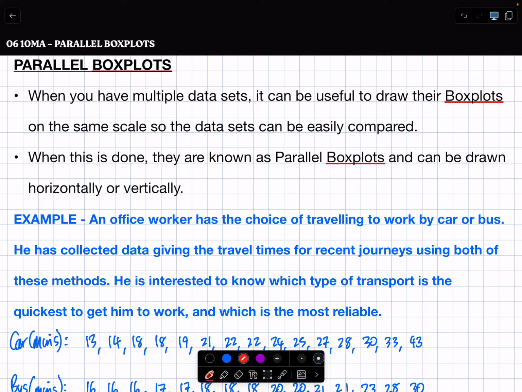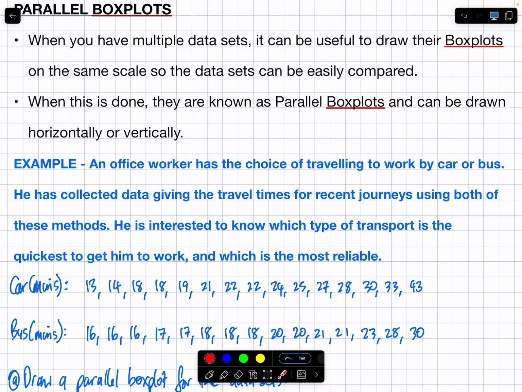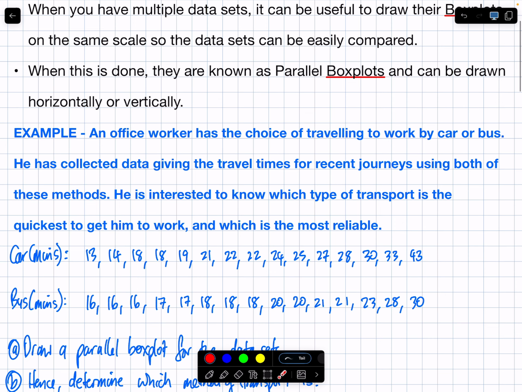All I'm going to do this year is get you to compare 2. When you have multiple data sets, it can be useful to draw their box plots on the same scale so that you can easily compare the data. When you do this, they are known as parallel box plots. Parallel means that they're in line with each other, facing the same direction. You can draw them horizontally or vertically.